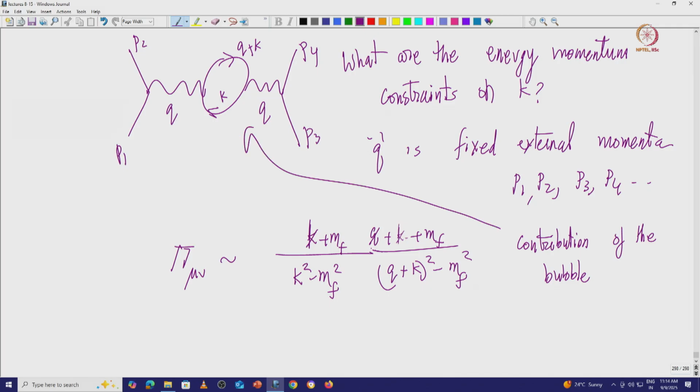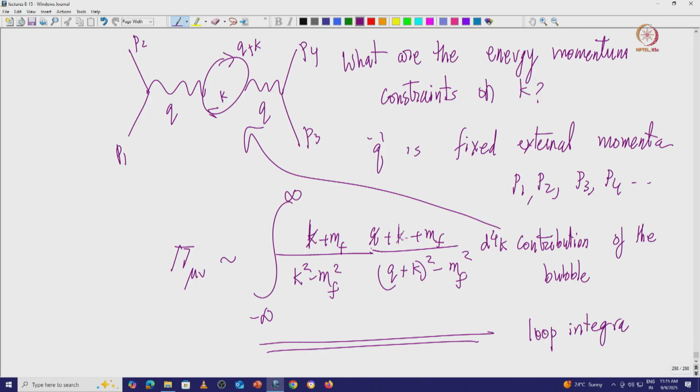So this bubble's contribution will go like this, the momentum contribution. Now for this bubble's contribution you have to put in limits, because you have to put in integrals. What is the value of k? K is completely unconstrained. These are virtual particles, so it is completely unconstrained, and this should go as minus infinity to plus infinity d power 4 k. So this is called a loop integral. This is a loop.